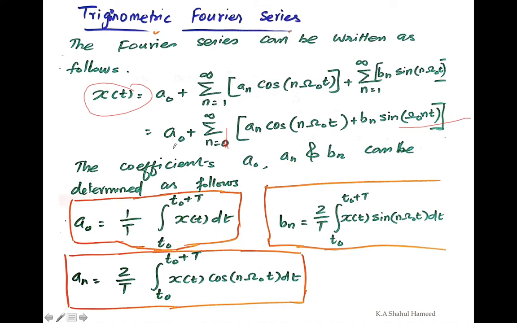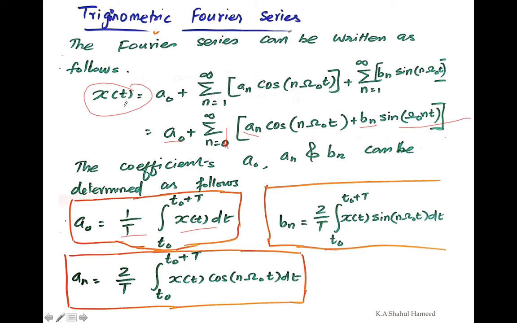Here a naught, a n and b n are called Fourier series coefficients, and we need to determine these coefficients using the following formulas. a naught is equal to 1 by T integration over t naught to t naught plus T x of t into dt. b n is equal to 2 by T integration over t naught to t naught plus T x of t sin n omega naught t into dt. a n can be determined using this formula: a n is equal to 2 by T integration over t naught to t naught plus T x of t cos n omega naught t into dt.